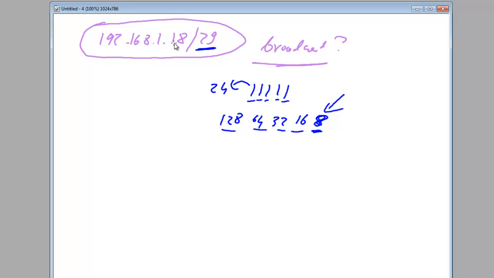Now, to speed it up, we know we are working in the last octet. Why? Because it's /29, so we know it's 24 and we go to the last octet. So we know it is .0, .8, .16, .24. Take a look, I have my network address straight away, and I know my broadcast address is 23. That's how we approach a question like that.